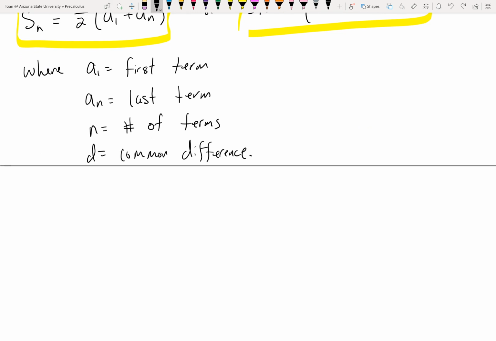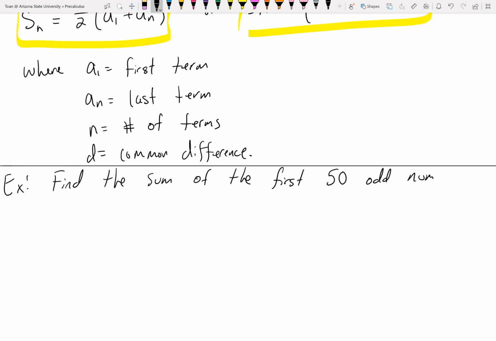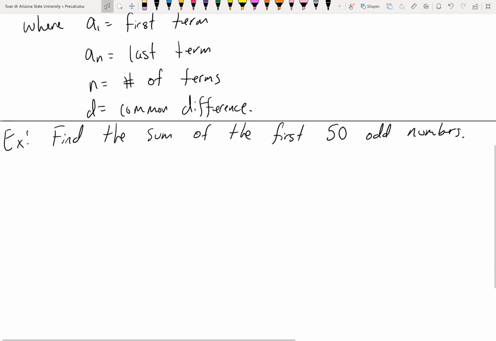For example, suppose I asked you to find the sum of the first 50 odd numbers. Now this seems like an odd or weird question, because how am I supposed to do that? I think if you write it down, you can easily visualize it. So what is the sum of the first 50 odd numbers? Actually, let's revise the question: the sum of the first 50 odd positive numbers.